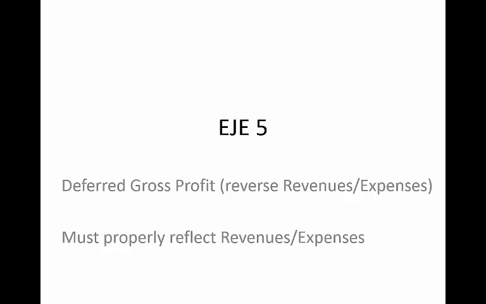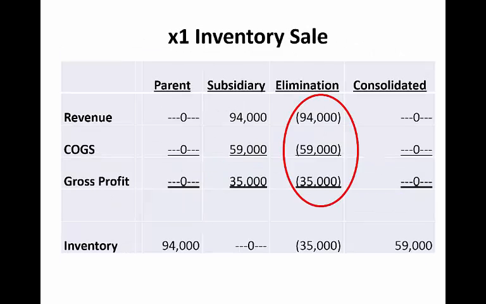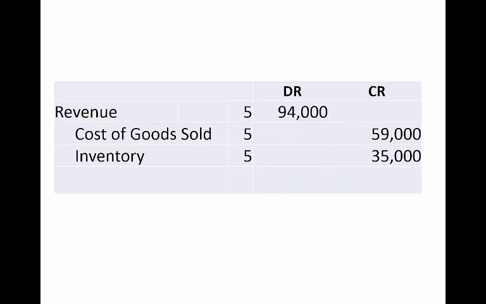EJE5, we must properly state the revenues and expenses, and just as in the downstream transactions, we'll get this from the inventory transfer worksheet, and it'll come from the following. And after these are posted, it'll look like this. But here's the entry here.